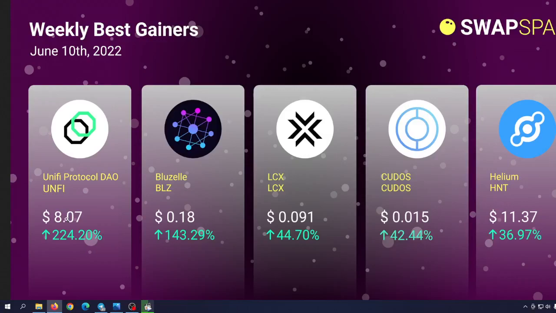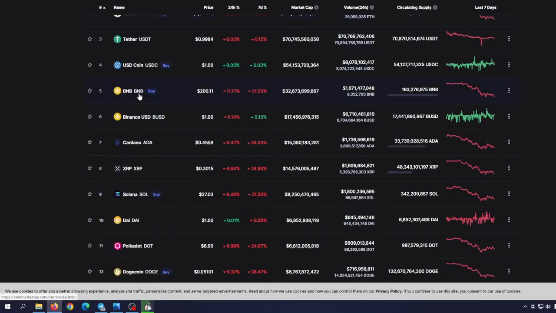Take a look at weekly best gainers on SwapSpace, and at number one, we have Unifi Protocol DAO. What is happening with Unifi? Can it make another pump in these, let's say, terrible circumstances since everything is crashing down? Let's try to find out.